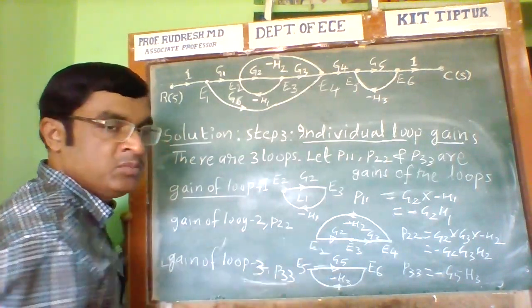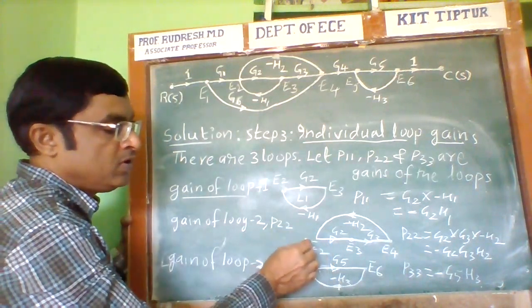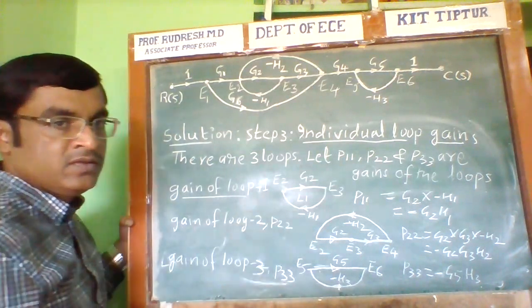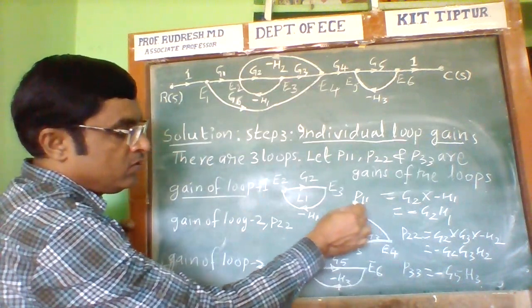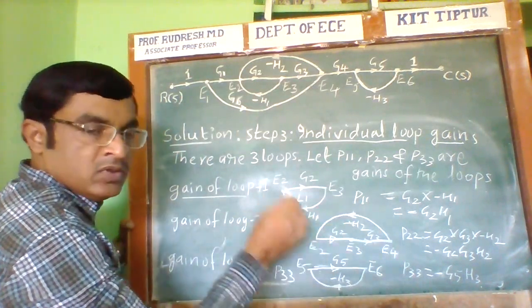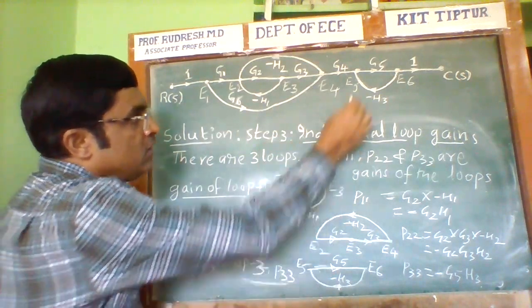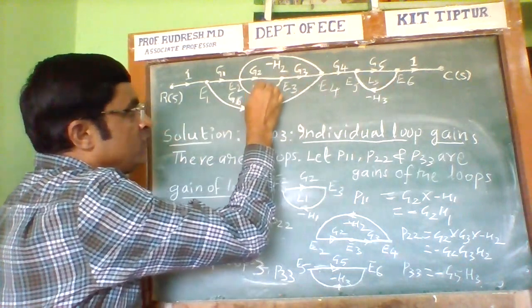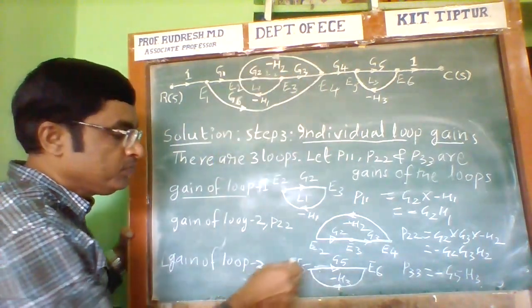Therefore, a closed path means it starts and ends at the same node. A closed path is also called a loop. Here we go to the E3 node, then the E4 node via the minus H2, and come back to the same node. This is the second loop. And another, third loop is here, the L3 loop. This is L3, this is L1, this is L2. These are the loops.